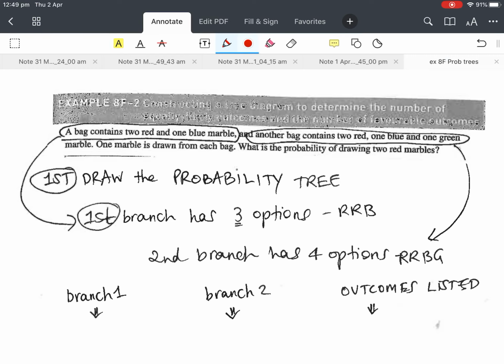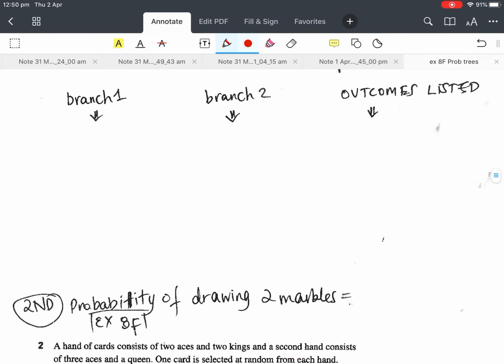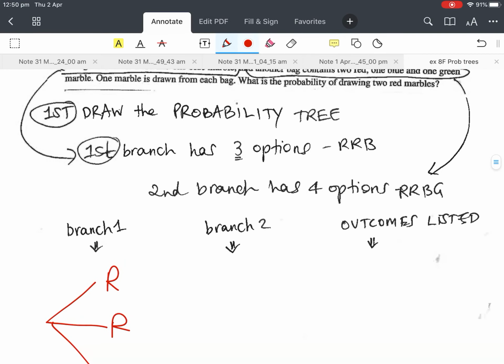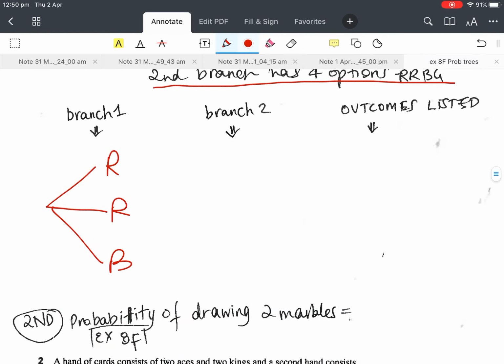A bag contains 2 red, 1 blue. Another bag contains 2 red, 1 blue and 1 green. So this time, first of all, we're going to draw the probability tree. You have to realise this time that the first branch has got 3 options, R, R and B. So let's do that first. So I have to draw my R, R and B. Now it says second branch has 4 options. Bummer, I haven't left enough room, have I? So I'm going to write this as small as I can.